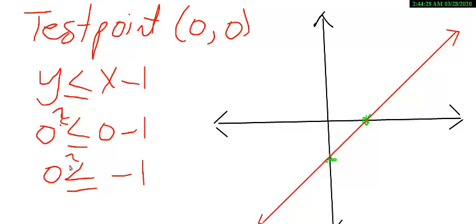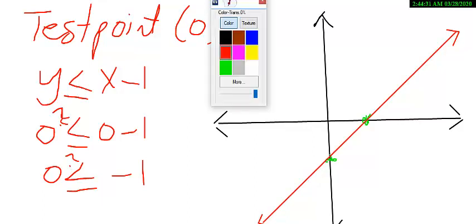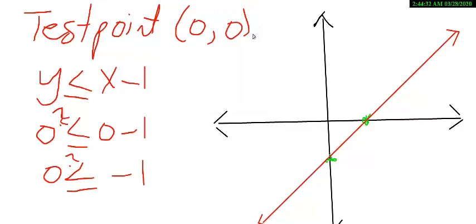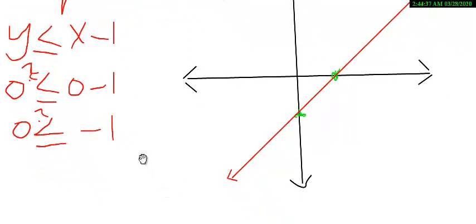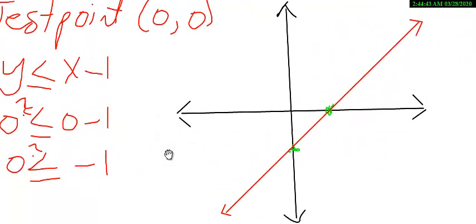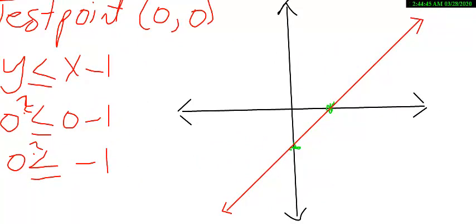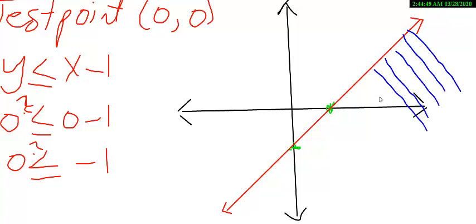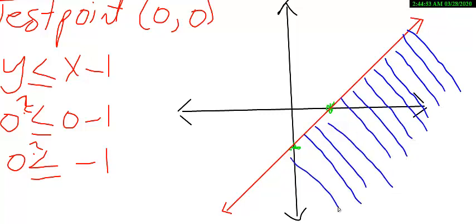I'm going to change the color to make it clear, a blue color. So the target area of the solution does not include (0, 0). It's going to be the other part of the line, so it will be here. I'm going to highlight it a little bit. This is my target area. The blue area will be my target area. Why? Because it does not include (0, 0) and it includes the points on the line itself.